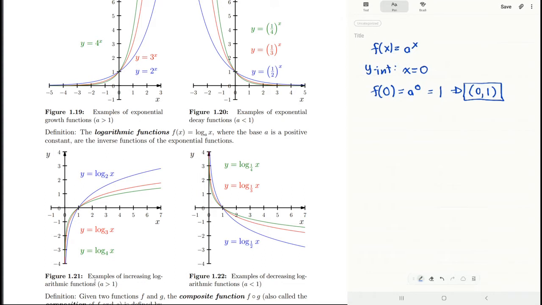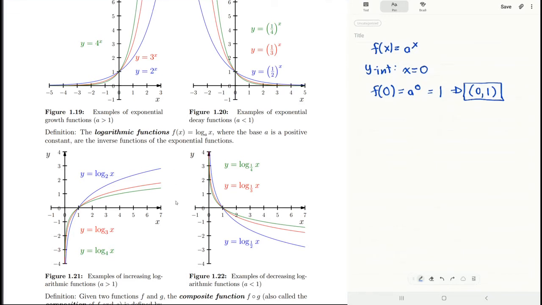And this happens if the base a is a value larger than 1. So for example, we have log base 2 of x, log base 3 of x, and log base 4 of x. Over on the right, we have examples of decreasing logarithmic functions, and these occur if the base a is less than 1. So we have 1/2, 1/3, or 1/4.